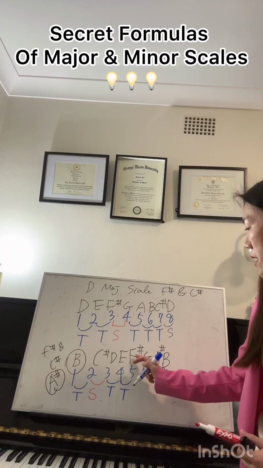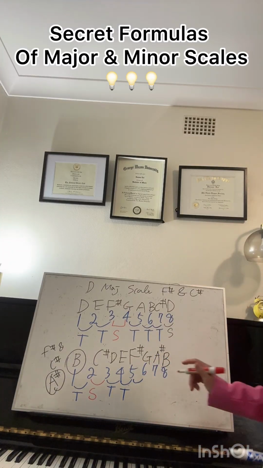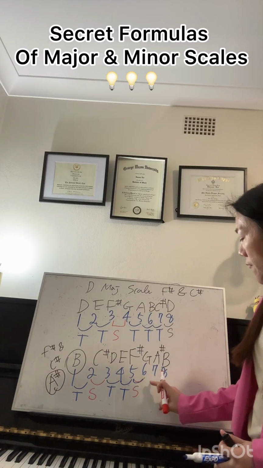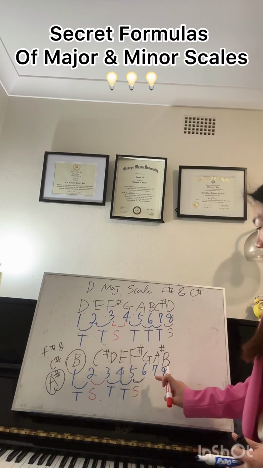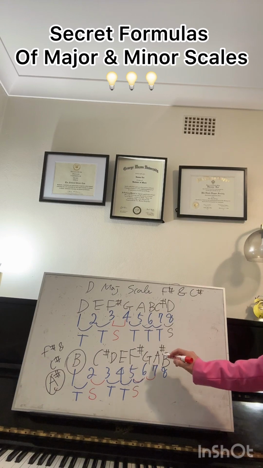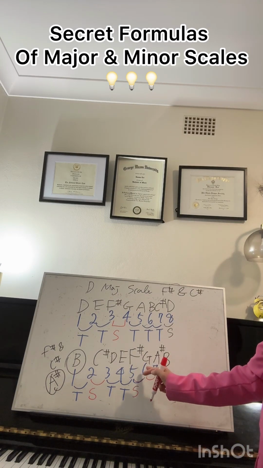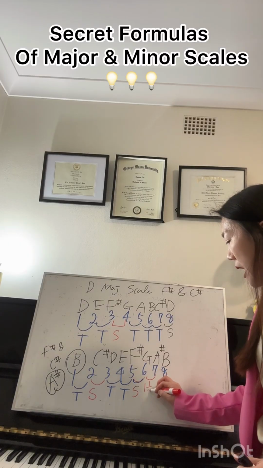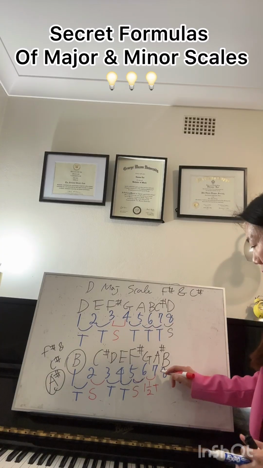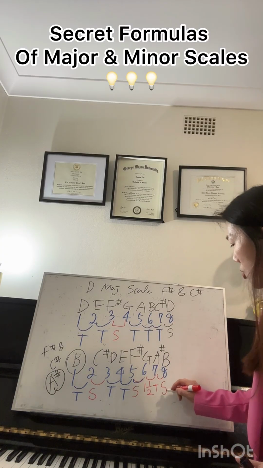Alright, how about from the 5th to 6th, which is from F sharp to G? Will be a semitone in between. Alright, how about from 6 to 7? G to A sharp. Alright, because remember we raised the 7th by half step, so the interval between the 6th and 7th will be 1.5 tone. Alright, and 7th to 8th, which is A sharp to B, will be a semitone in between.